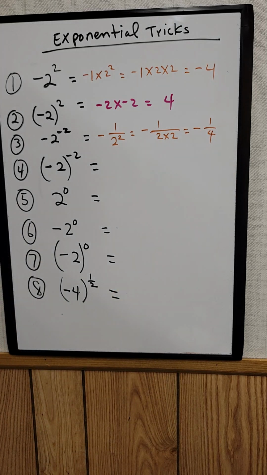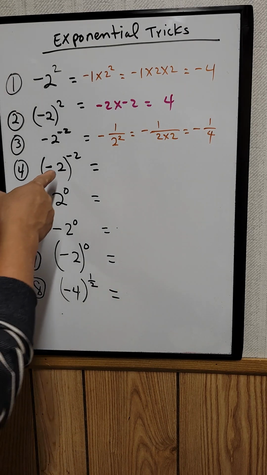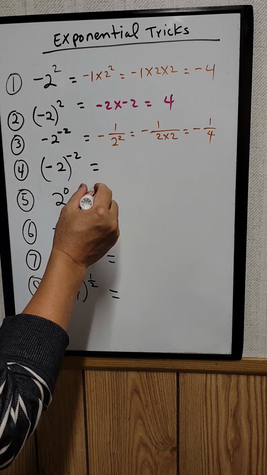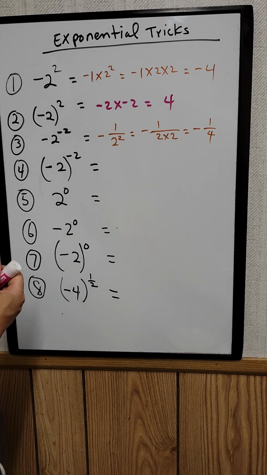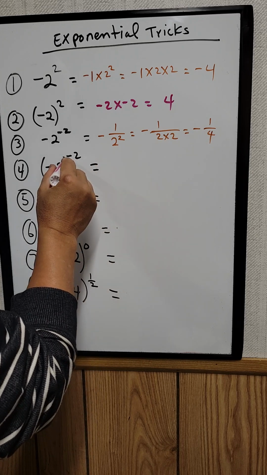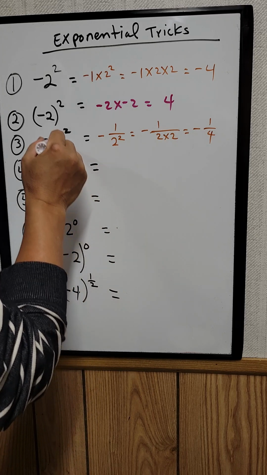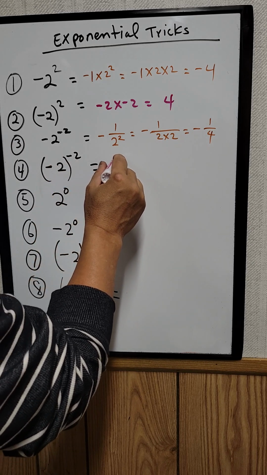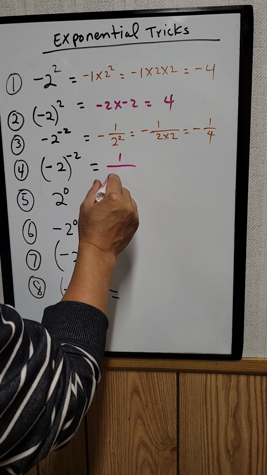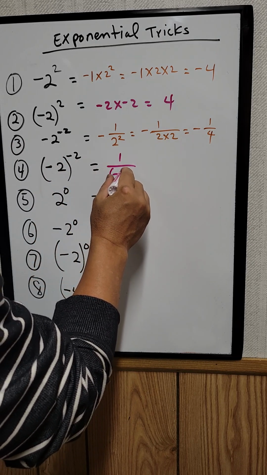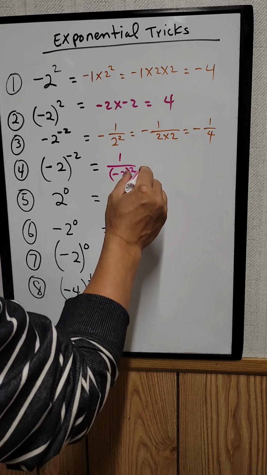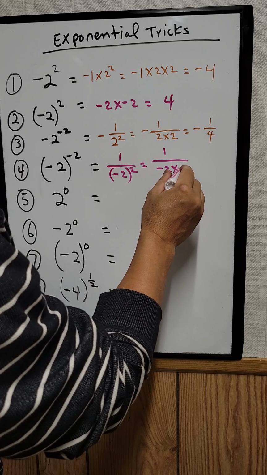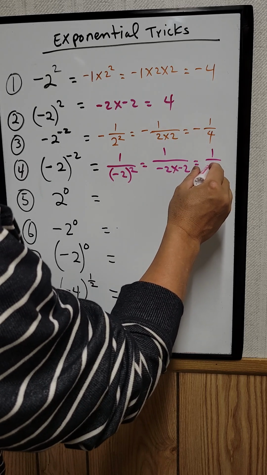Okay? How about this one? Now the negative 2 is in the bracket and raised to the negative 2. What is that equal to? In order to get rid of the negative exponent, we do the same thing as above. We can rewrite that as 1 over negative 2 inside the bracket raised to the second power, which is equal to 1 over negative 2 times negative 2, or 1 over 4. Okay.